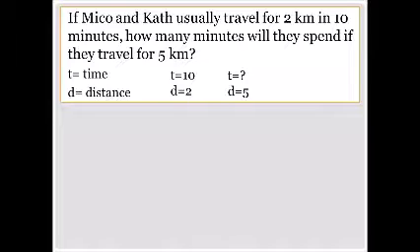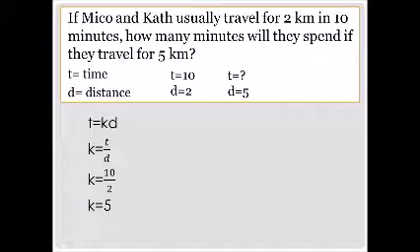Since this is a direct linear variation, we can say that time varies directly as distance. In equation, t equals kd. And to get the constant, k equals t over d, just divide 10, which is t, by 2, which is d. And thus the answer is 5. To get the equation of variation, just substitute the value of k in the equation t equals kd. So our equation of variation will be t equals 5d.